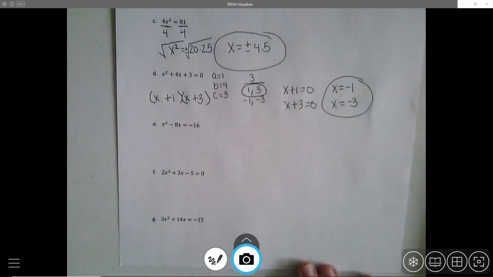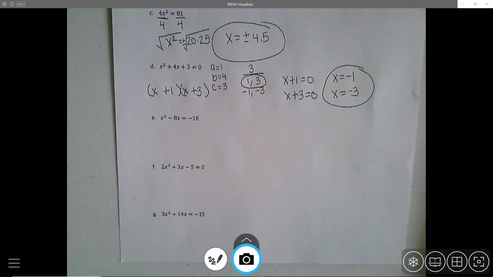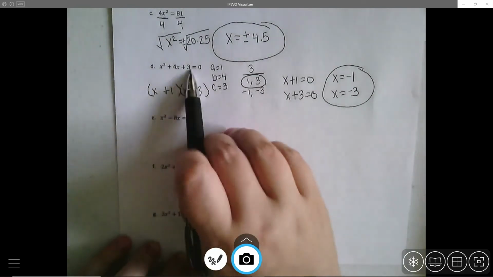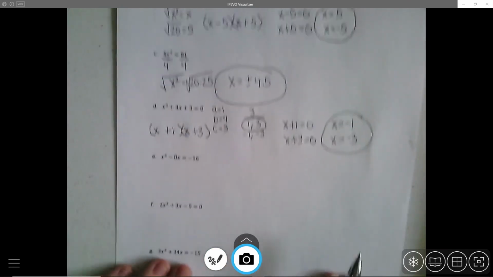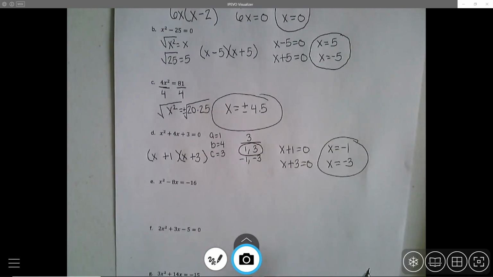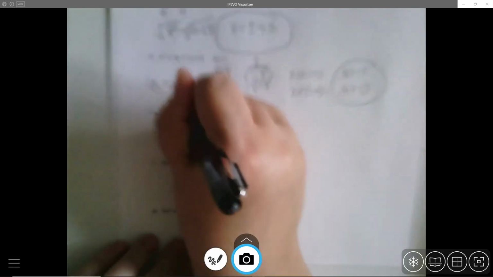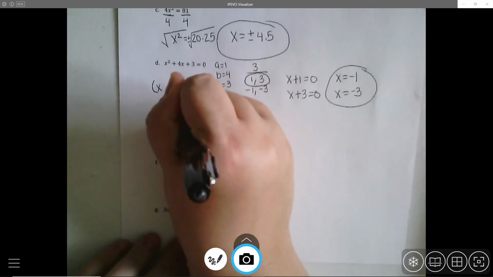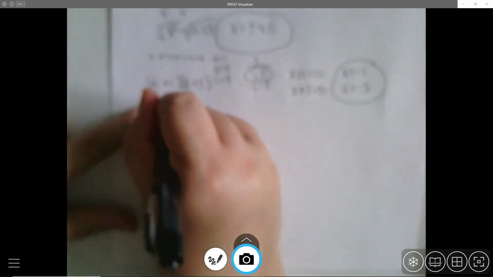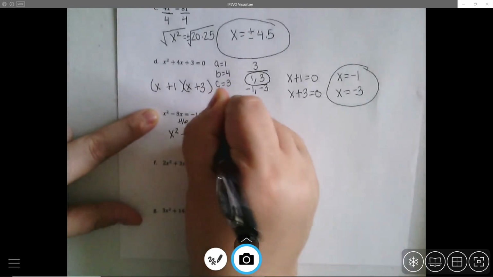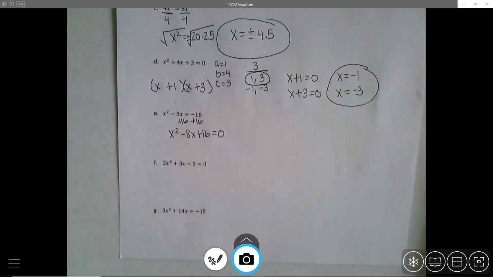Okay, now that we've looked at the graph, let's go down here to E. First thing, this is not set equal to 0. Notice how A, B, C, and D all had them set equal to 0, so we need to get this set equal to 0. First thing that makes this easier is just add 16 to both sides. I can't combine it with anything, so I'm just going to put that 16 at the end. So this problem really looks like x squared minus 8x plus 16 equals 0.